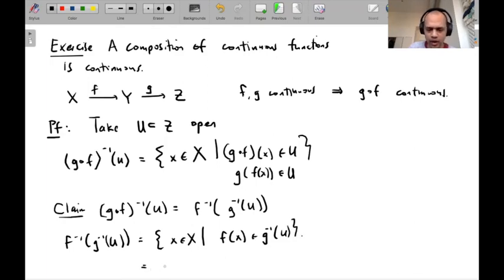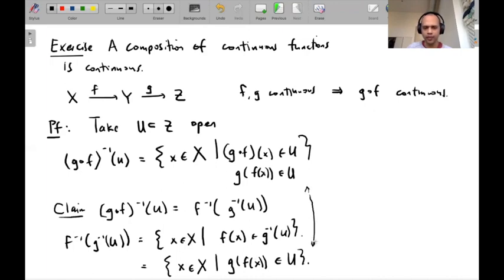which we could rewrite as x in X so that G of F of x is in U. What does it mean for F of x to be in G inverse of U? That means that G of F of x is in U. Okay, and indeed these expressions are the same. Okay, so now the point is, sorry, I'm making this exercise too complicated.